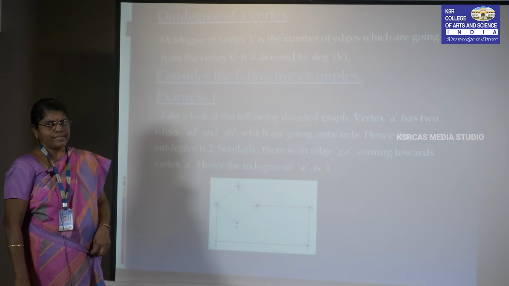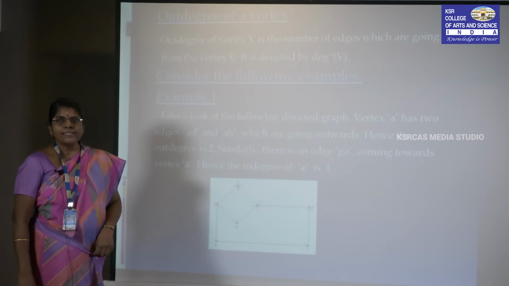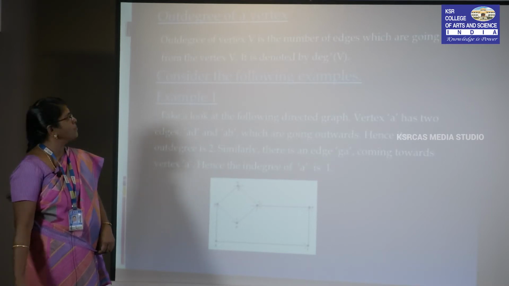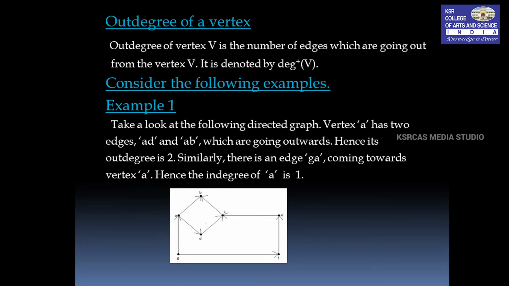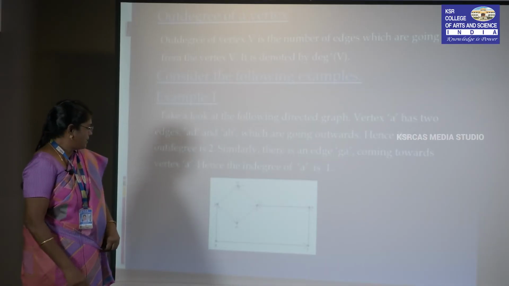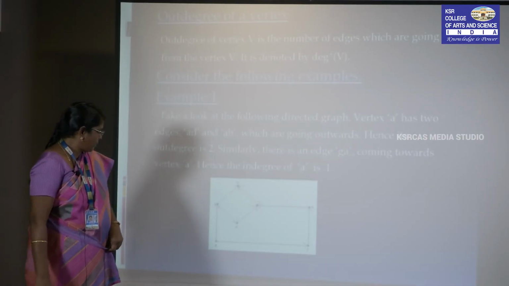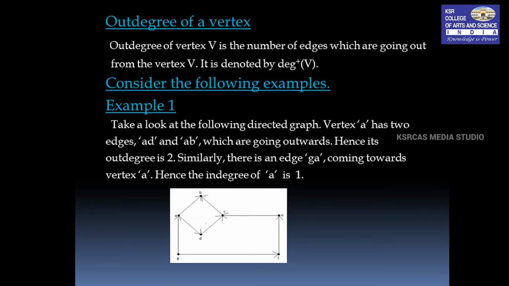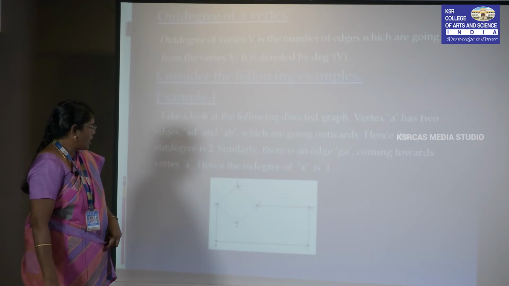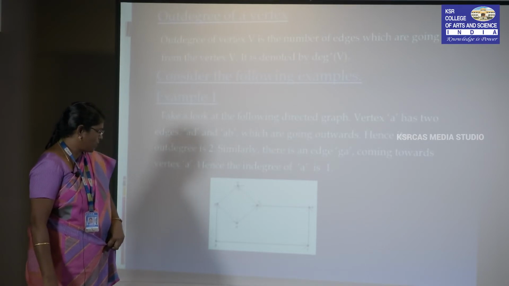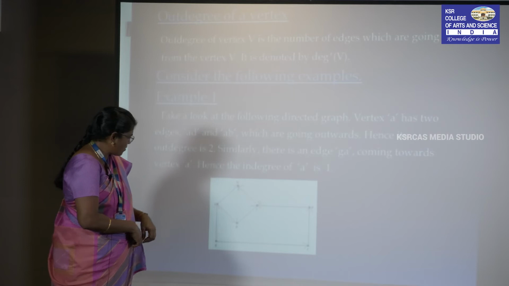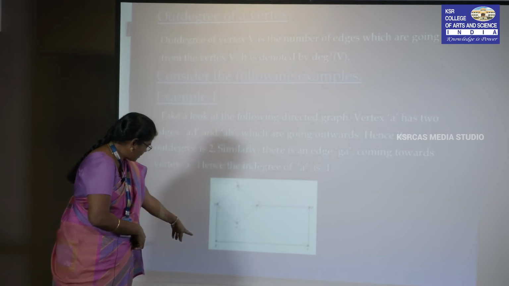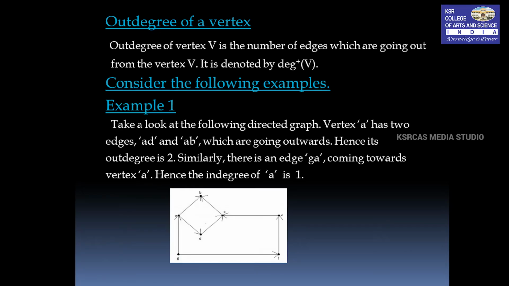Out degree of a vertex. Out degree of a vertex is the number of edges coming out from the vertex V, and it is denoted by degree plus of V. Consider the following graph. In this graph, direction is mentioned, and the number of edges coming out from the vertex A is 2. So the out degree of the vertex A is 2, and the number of edges coming out from the vertex E is also 2. So the out degree of the vertex E is 2.